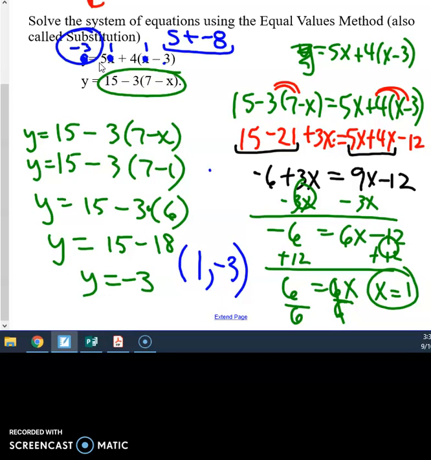So using the other equation would be a great way of taking your solution, sticking those two numbers back into the second equation, and make sure that both sides are actually equal to each other.